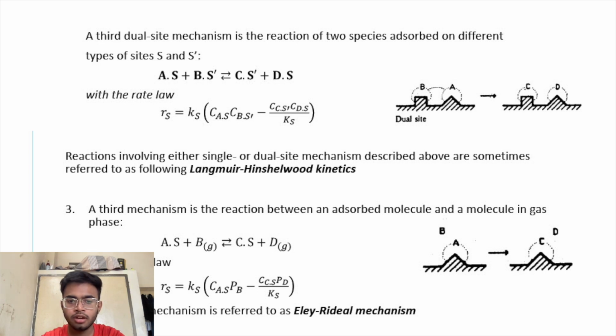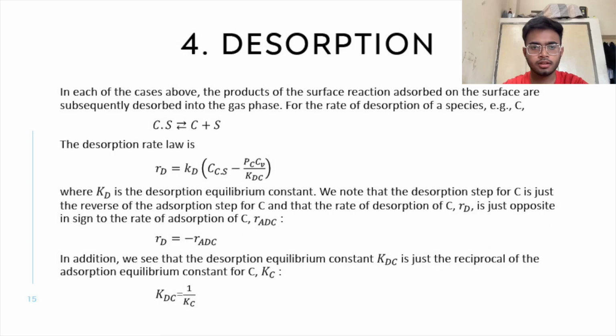And again in this diagram we can clearly see how B is reacting with the species that is already attached to the site and it forms new products C and D. This type of mechanism is referred to as the Eley-Rideal mechanism. Now let us study how desorption of a reaction happens.